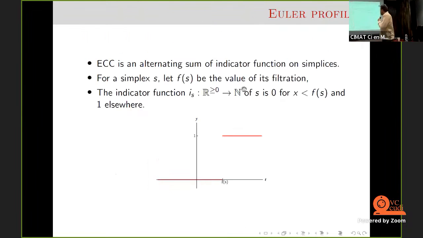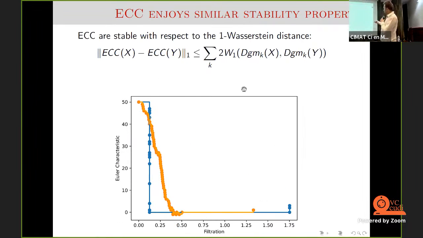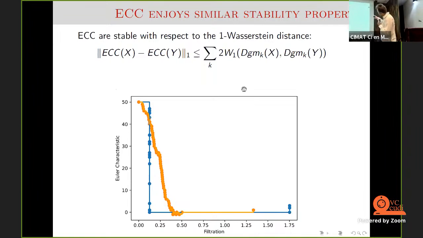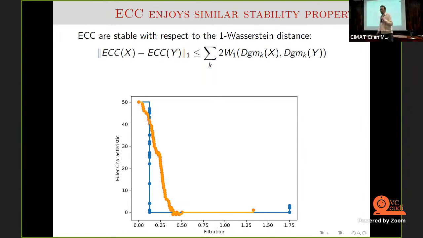But we also have a number of advantages. So let's think what the Euler characteristic really is. Once we have a simplex s, this simplex appears at some point of the filtration, and the moment of the filtration at which s appears is called f of s. The contribution of a simplex s to the Euler characteristic curve we have over here is just an indicator function multiplied by (-1) to the dimension of s. The indicator function is 0 all the way to f of s, and then it is 1. Those Euler characteristic curves are just an alternating sum of those indicator functions.